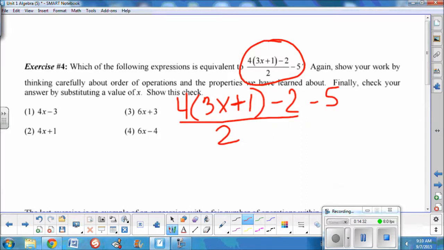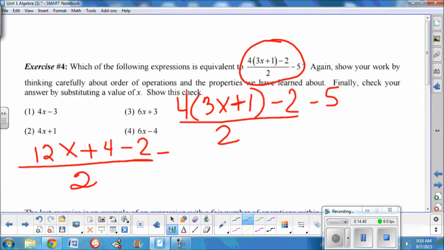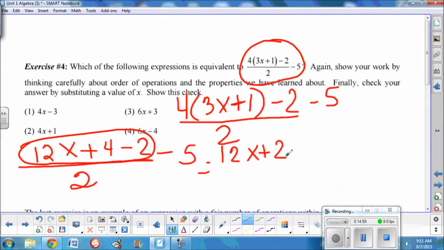I'm just going to move my work over, so it gives me a little bit more space. 12x plus 4 minus 2 in the numerator, and that's all divided by 2, but don't forget that minus 5 there. Again, I would stick with simplifying what's in that numerator, and I'm left with 12x plus 2 all divided by 2. Don't forget, again, that minus 5 there.